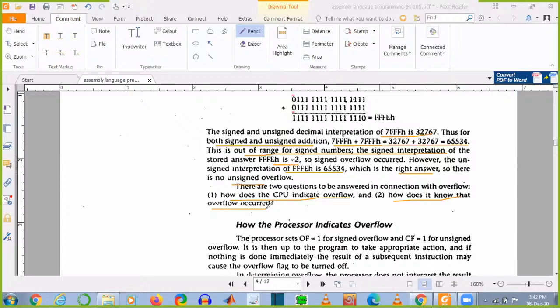How does the CPU indicate overflow? Indicate means to mark, right? Okay, how does the CPU indicate overflow? And the second question, how does it know that overflow occurs? So let's talk about that.